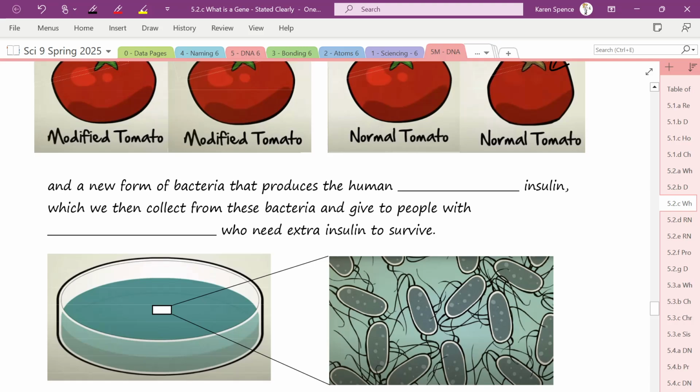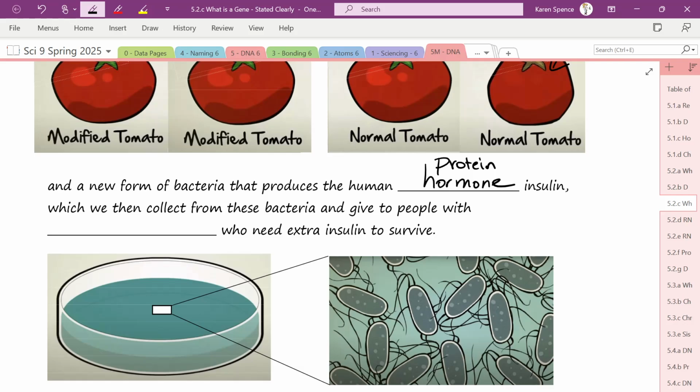A new form of bacteria that produces the human hormone insulin. Have you guys heard of insulin? Yes? What is insulin for? Yeah, it helps your cells to take up sugars. Okay, and if you're insulin resistant, there's going to be glucose in your blood, but it won't get transported into the cell. Yes? Oh, protein. It is a hormone, it is a protein. It's both. Thank you.